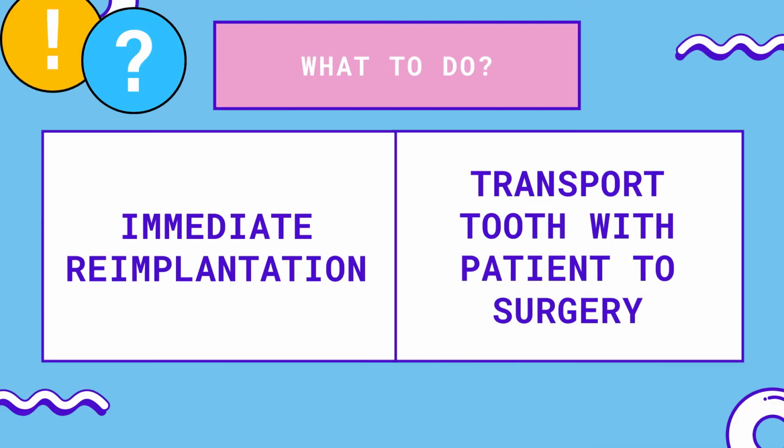In a scenario where there is a confirmed avulsed permanent tooth, what do you do? You can either do immediate reimplantation or transport the tooth with the patient to surgery. Just lift the tooth by the crown, gently rinse with water, avoid touching the root, and immediately place it in a drinking container with a screw top filled with saliva, milk, or sterile water.